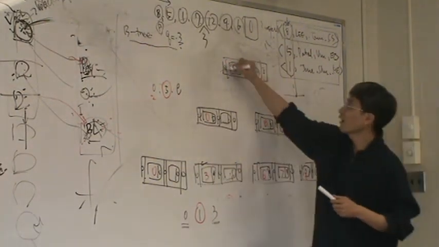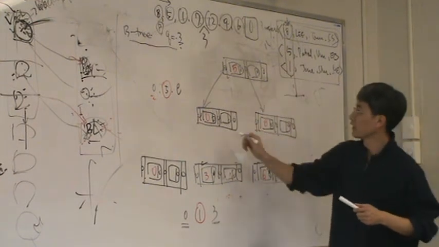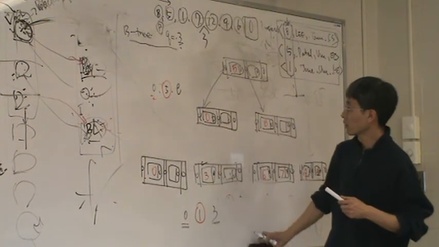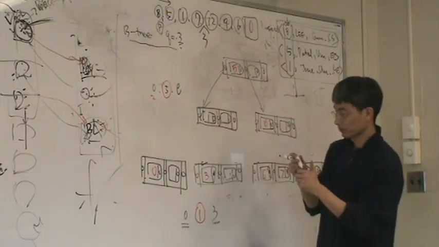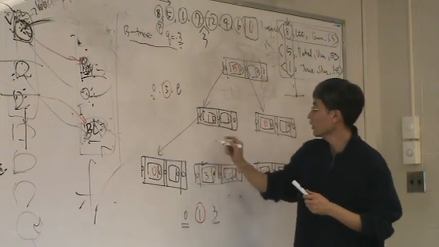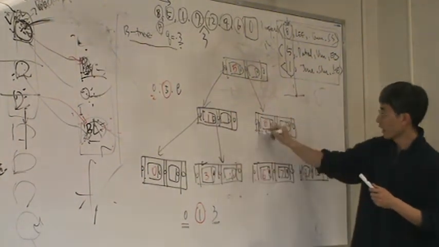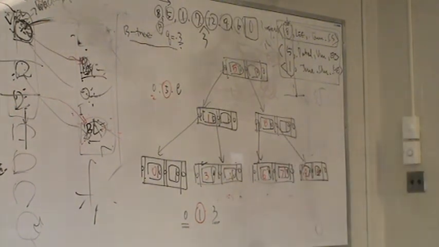We need to finalize this. Less than, oh, this is not 0. One should be 1, right? Middle value is 1. Less than 1 goes to here. Bigger than 1 goes to here. And less than 8 goes to here. Bigger than 8 goes to here.